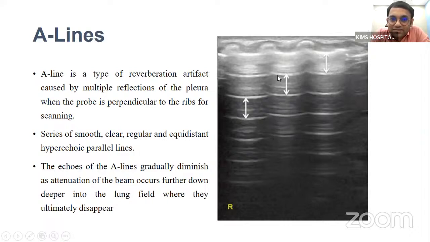We can see that these are very smooth, clear, regular, and equidistant. The distance between the pleura and the first A line and subsequent lines will be equal. And as we can see, when the lines move from the superficial to the deeper, the A line slowly fades. So this is the A lines. The normal lung usually has A lines, and these are the reverberation artifacts that come from the pleura.